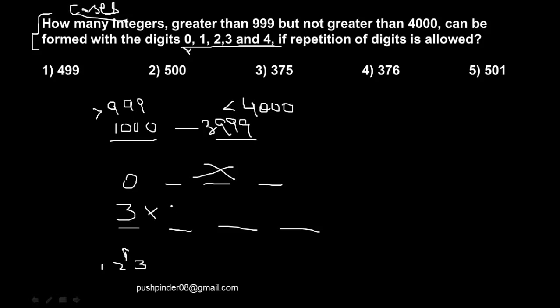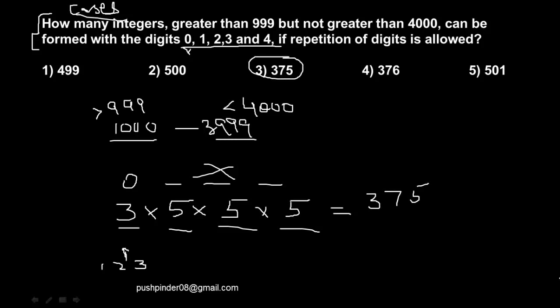Now over here you can fill any of the 5 numbers. Over here you can fill any of the 5 numbers. Similarly here as well, and here as well, you can fill any of the 5 numbers, because the numbers can be anything. It can be 3124 or 3444, since the repetition of digits is allowed. So your answer is nothing but 375, right? I hope everyone is understanding, and this is a pretty simple scenario. You will be able to solve this question pretty easily.